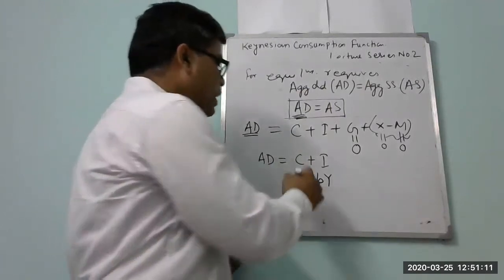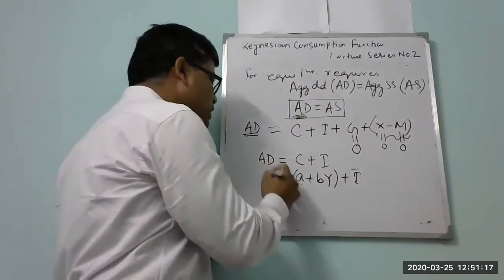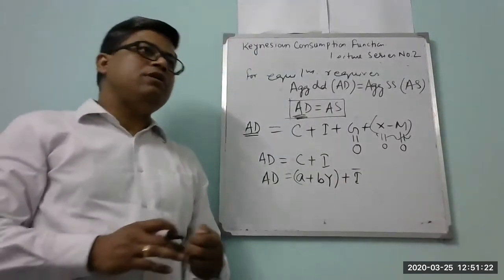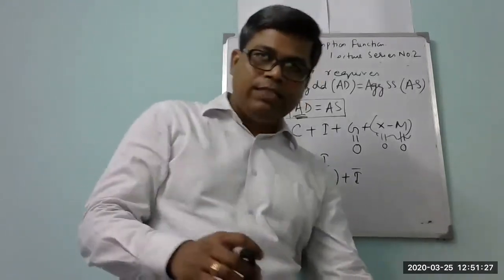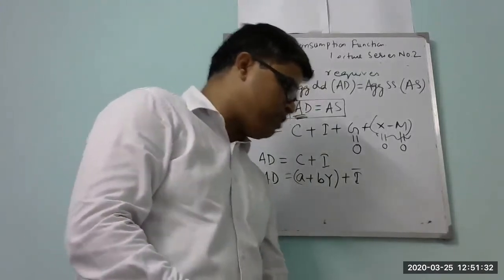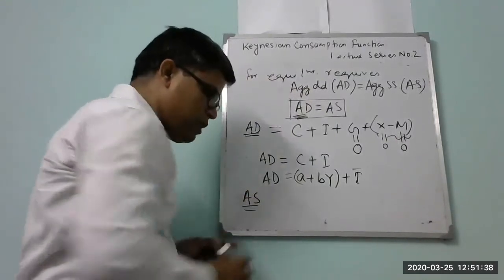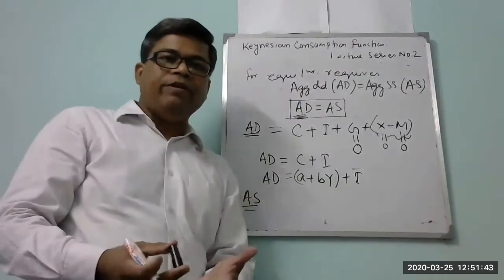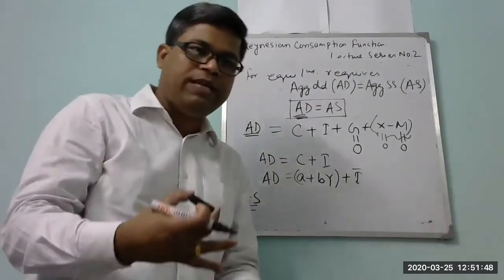Okay. And I equal to I bar. So we can keep up to this AD equal to this. Now if we look at it from the aggregate supply point of view, because there are two sides of this equilibrium approach. One is the aggregate demand side and another one is the aggregate supply. Now aggregate supply is represented through the total production or total national income of the nation.